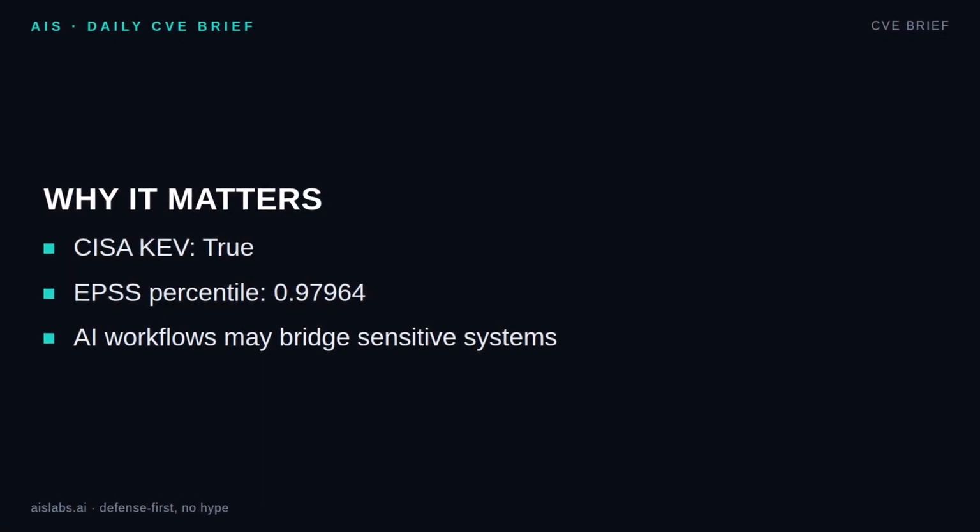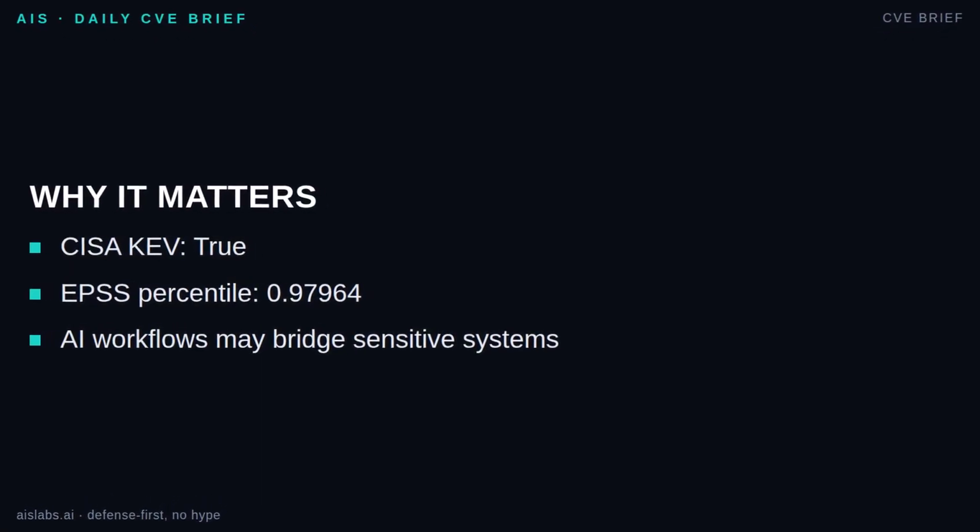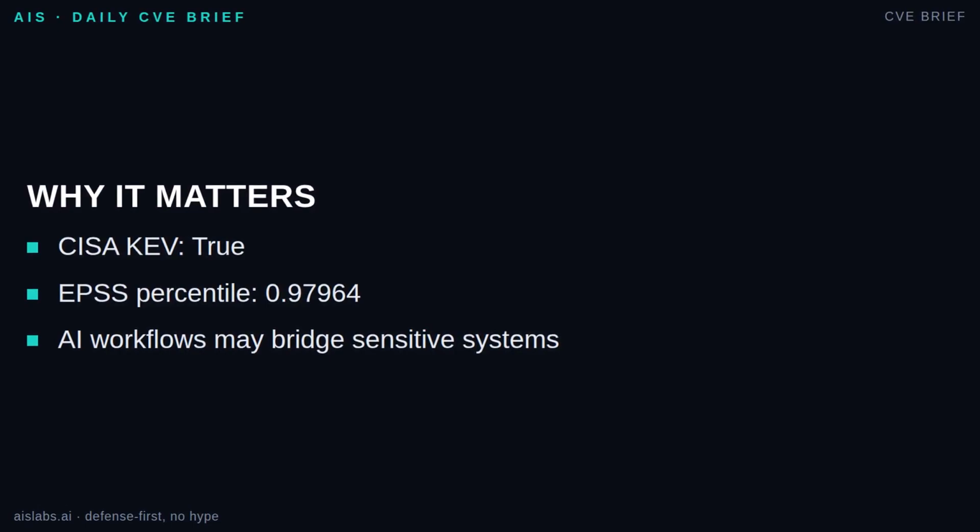The most important signal here is not just the 8.4, it is CISA KEV status. Being listed in the known exploited vulnerabilities catalog means defenders should treat this as an active risk vulnerability, not a theoretical bug waiting for a future research paper. The EPSS percentile provided for this CVE is 0.97964, which places it very high compared with other vulnerabilities for predicted exploitation activity. Those two signals together are why it appears on today's ranked list.